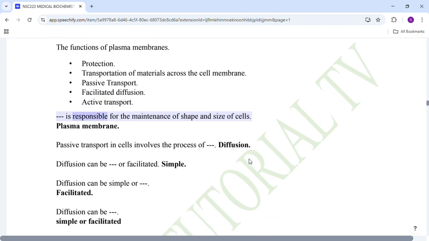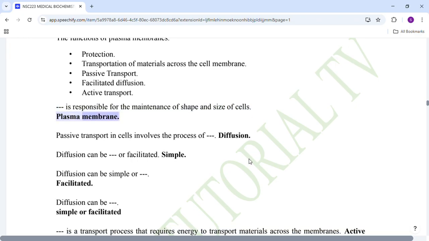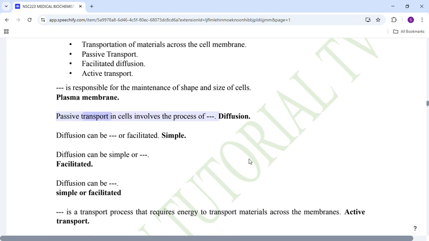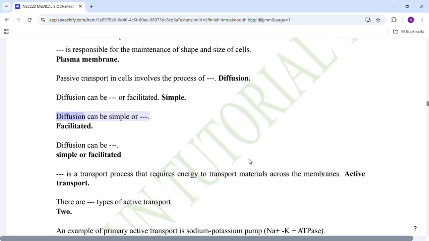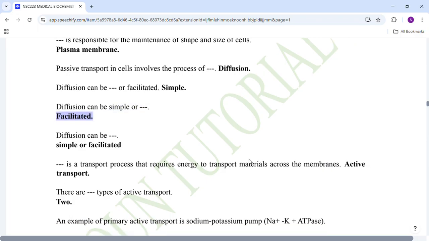The plasma membrane is responsible for the maintenance of shape and size of cells. Passive transport in cells involves the process of diffusion. Diffusion can be simple or facilitated.